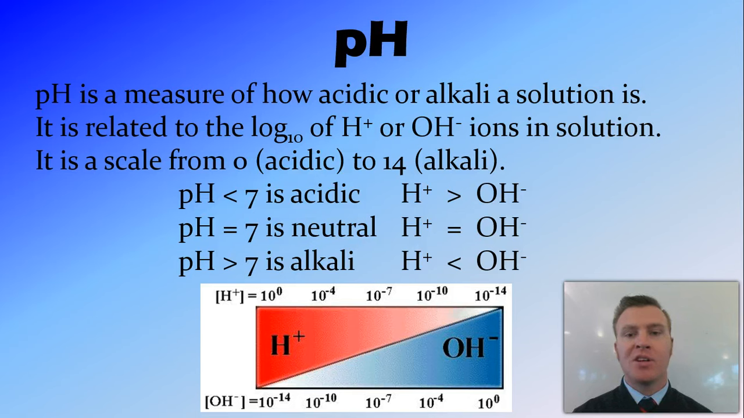If the hydrogen ions and the hydroxide ions are equal, the solution will be neutral and the pH will sit in the middle at 7. Now pH is a log 10 scale, which means that for each whole number that you go up, you're actually getting 10 times stronger. So for example, an acid which has a pH of 3 has 10 times as many hydrogen ions as an acid that has a pH of 4.